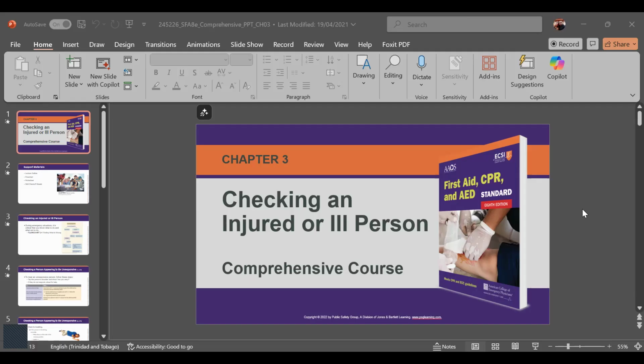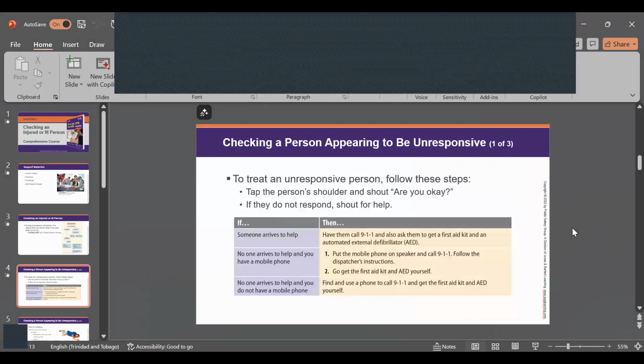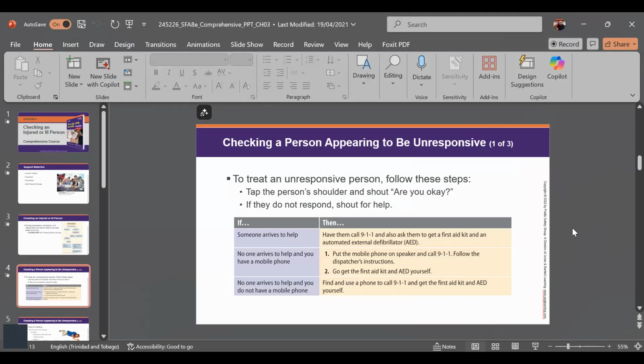In order to find it, you have to look. And hence, the whole concept of checking the injured or the ill person. That's all there is. Checking the injured or the ill person. Right, so let's see what we're looking at. All right. Checking a person appearing to be unresponsive.